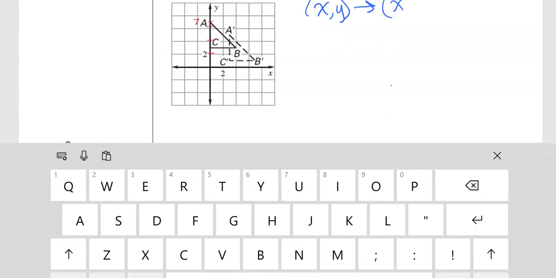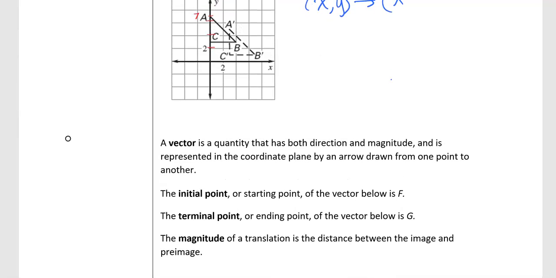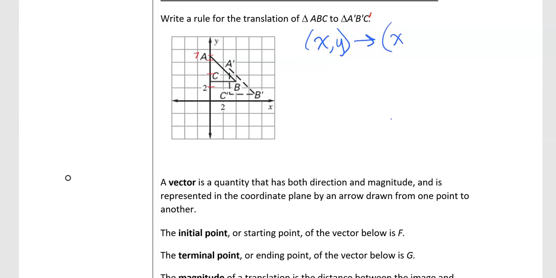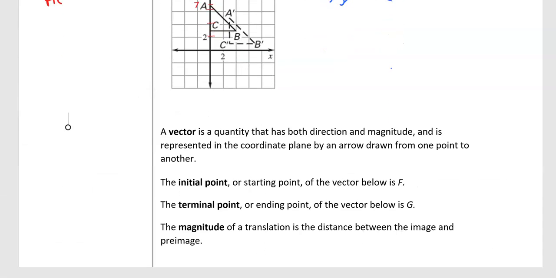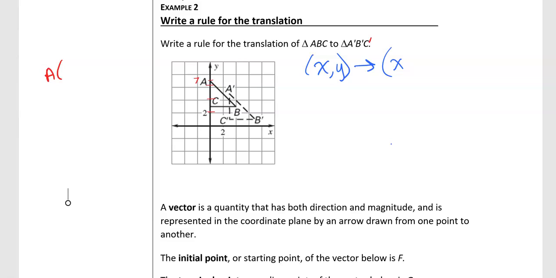And A prime right here is going over, let's write that out. So let's write out A is at 0, 7. Might be a little easier. A prime, let's look at that. So it's going over 2.5. So that's really over 3 units since my graph is by 2. And then it's going up 2, up 4, up 1 more is 5.